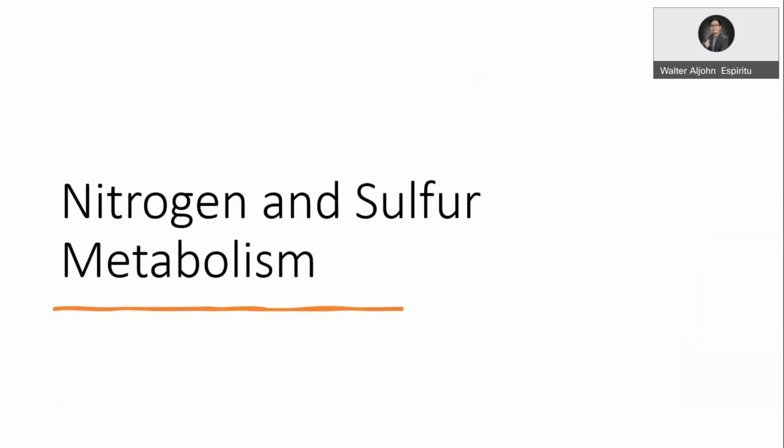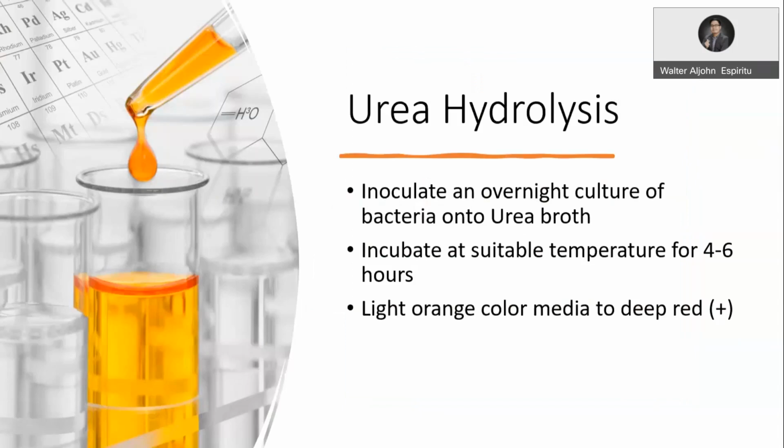And then finally, we have the nitrogen and sulfur metabolism. Technically here, we will test the capability of your microbe to use certain nitrogen and sulfur containing compounds. First, we have the urea broth. It contains urea and will assess if the microbe can use urea. Incubate at suitable temperature for 4 to 6 hours, and then assess for the color change from orange to deep red. We don't have the urea media, so therefore we cannot perform this.